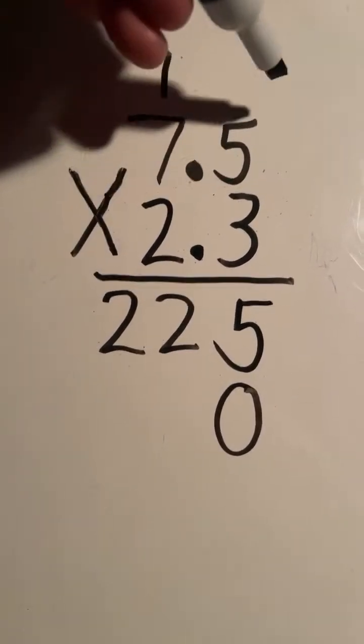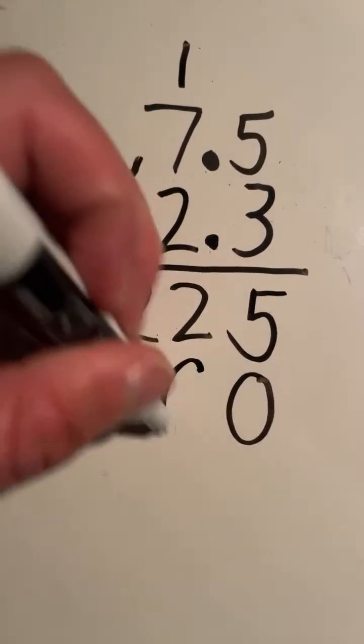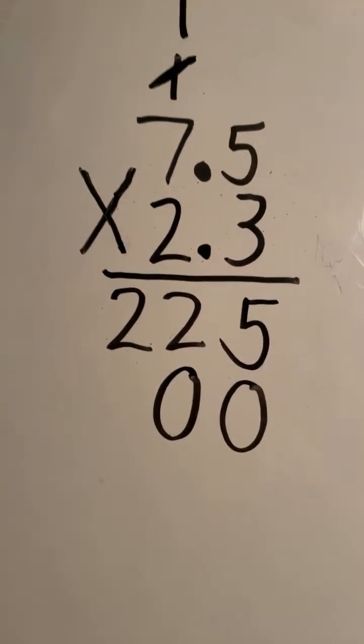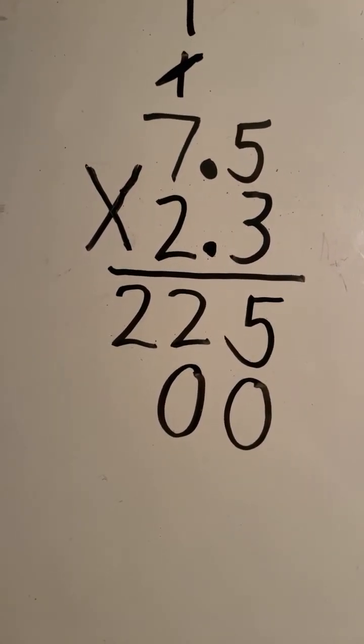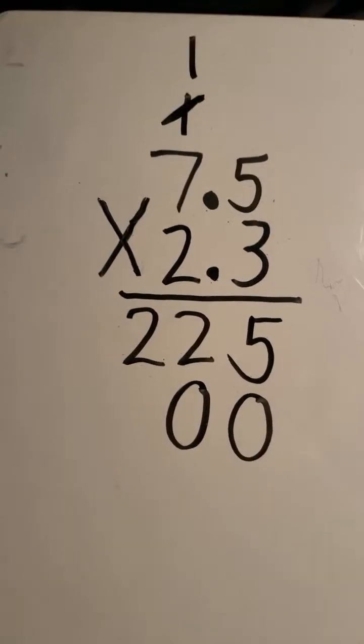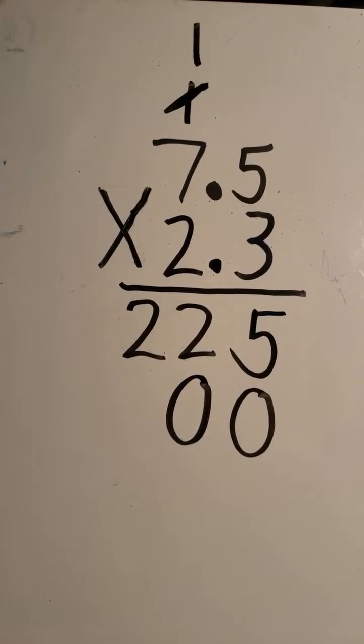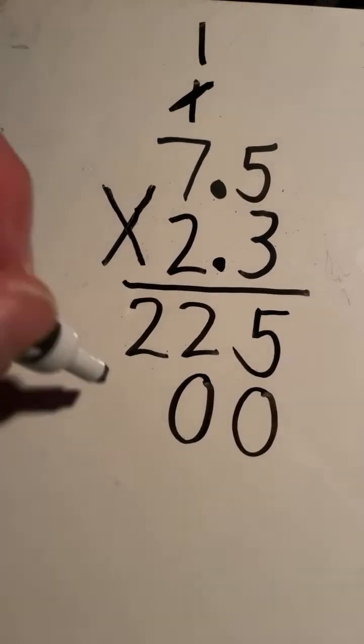Next, we multiply 5 times 2. 5 times 2 equals 10. 0, carry the 1. Seven times 2 equals 14, plus 1 equals 15.